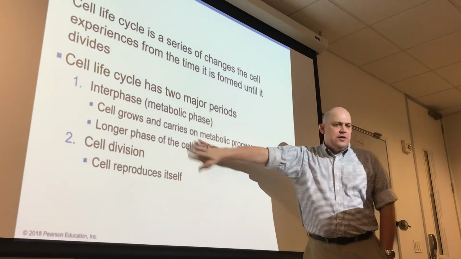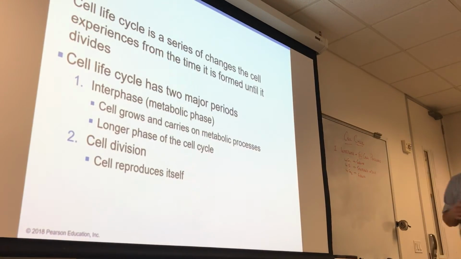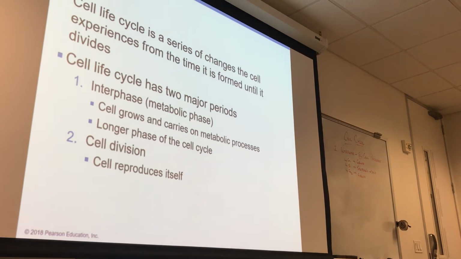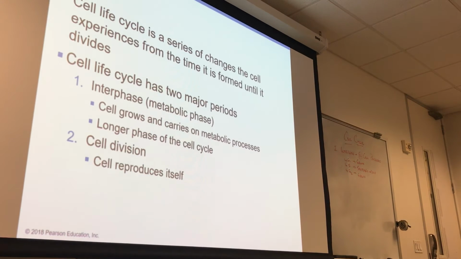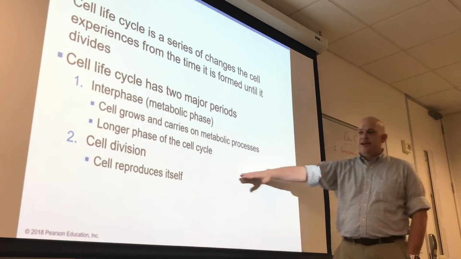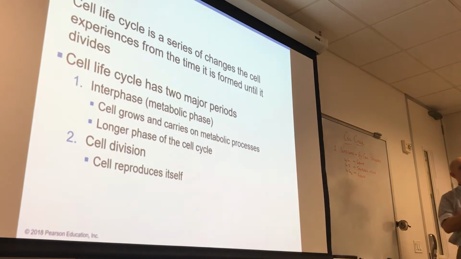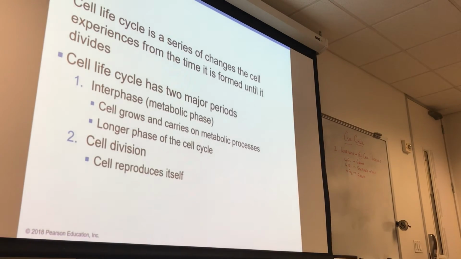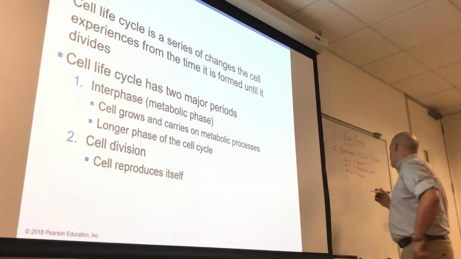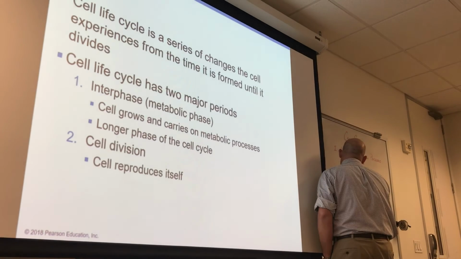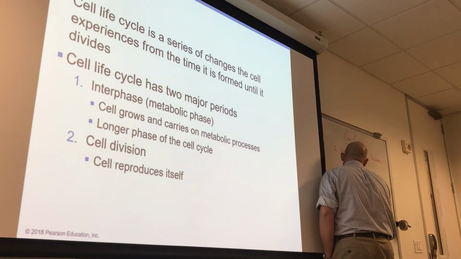Hands down, interphase is the phase of the cell cycle that the cell is going to spend the majority of its time in. But cells need to replicate. We need to make more cells. And the process by which we do that is referred to generically as cell division. Depending upon the cell that we're dividing, we either divide cells using a process called mitosis or a process called meiosis. Today, we are going to talk heavily about the process of mitosis.